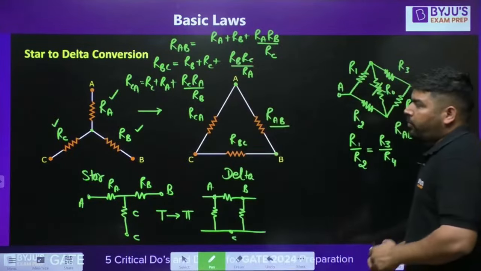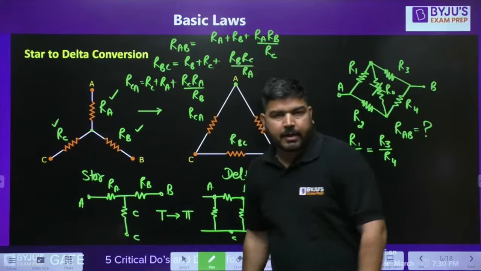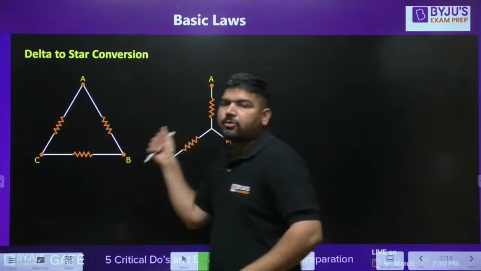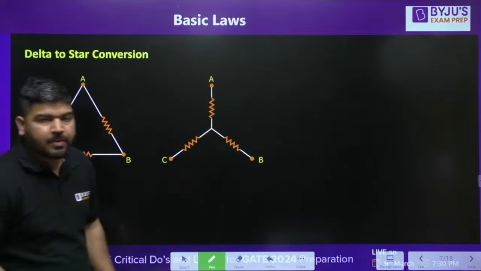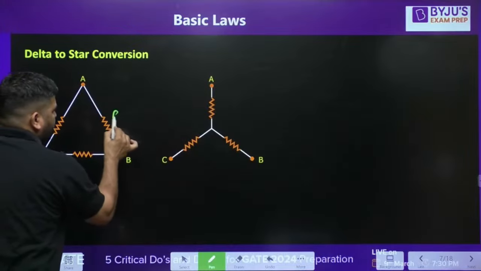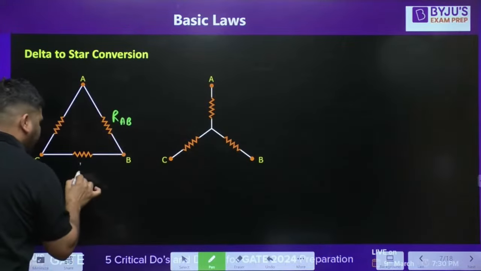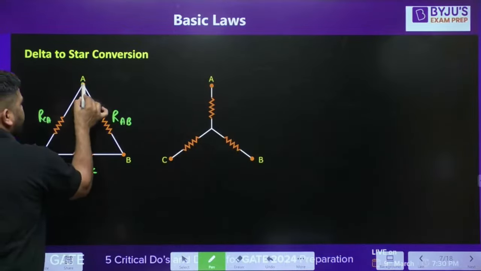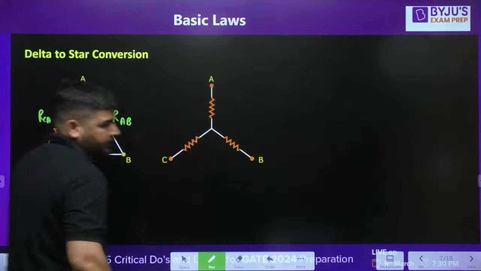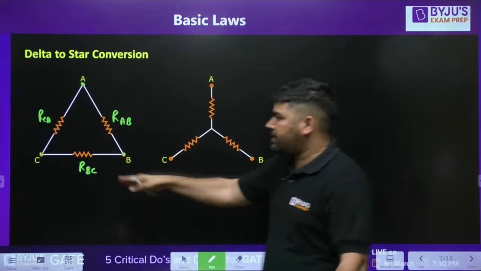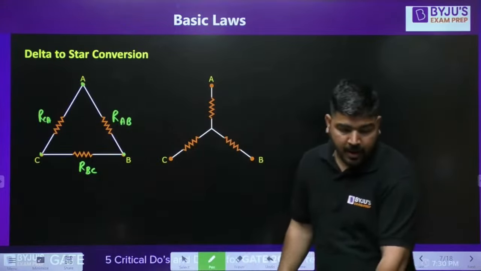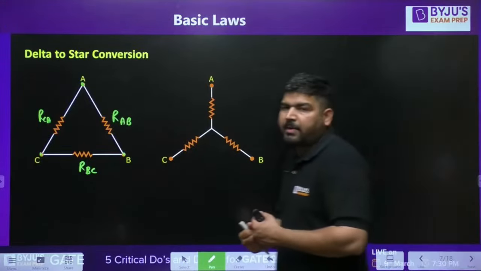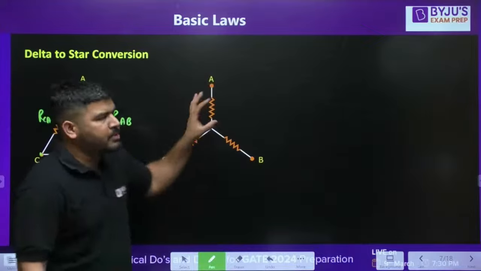Now what if we know the delta connection and we need to convert to star? Now from delta to star, how to convert? Let's say this is known to us: RAB, RBC, and RCA. It is provided to us, and we need to convert into star. How to convert it into star? Tell me, guys. How to convert this delta into star?